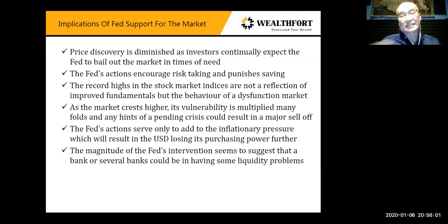Otherwise, the Fed would not intervene and inject so much liquidity through their repo action. And it goes to show that somewhere, someplace, a bank or a major bank is in trouble.